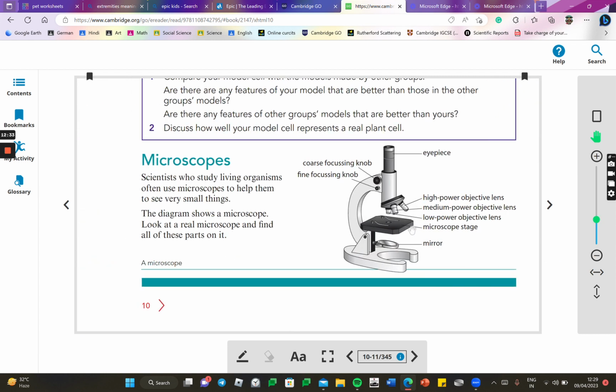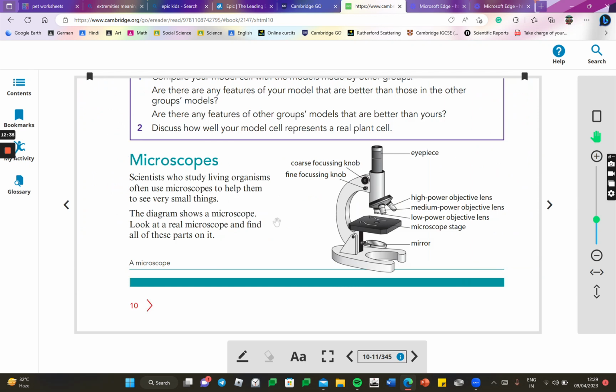Scientists who study living organisms often use microscopes to help them see very small things. The diagram shows a microscope. Look at a real microscope and find out all of these parts on it. Let's move forward.